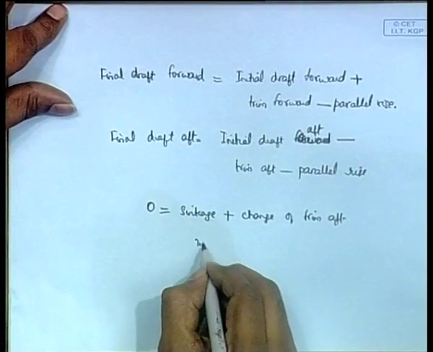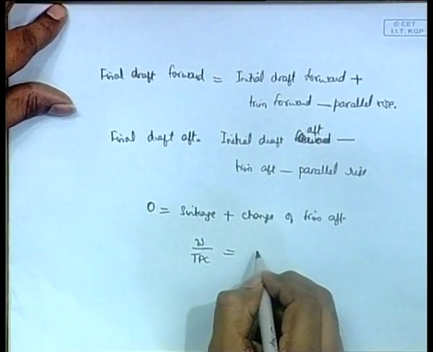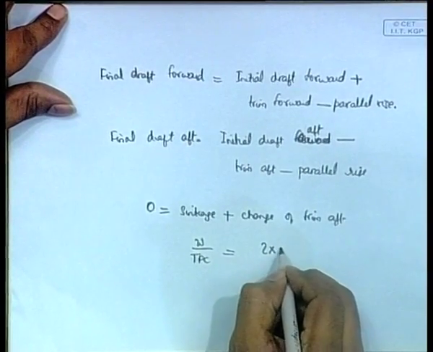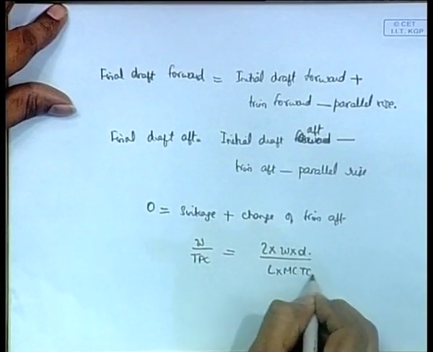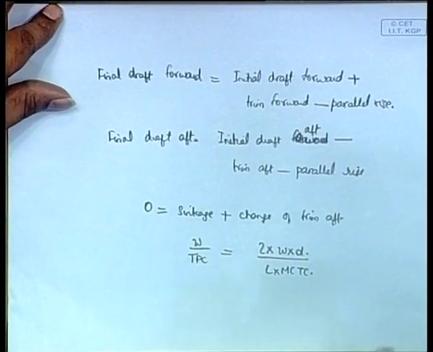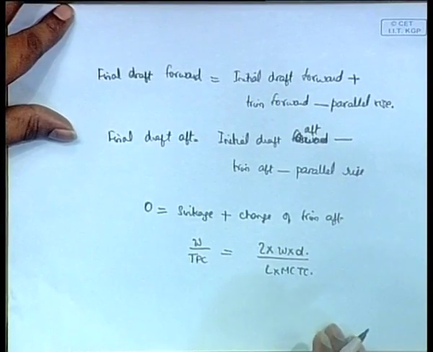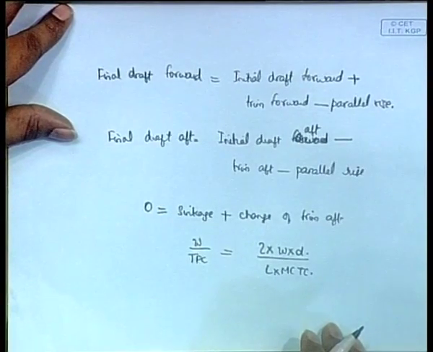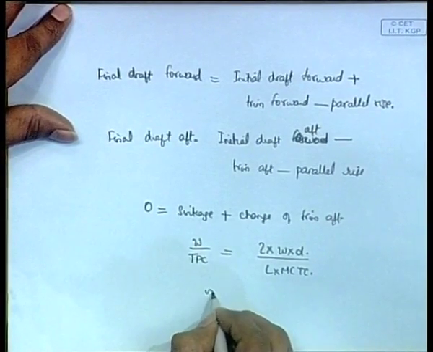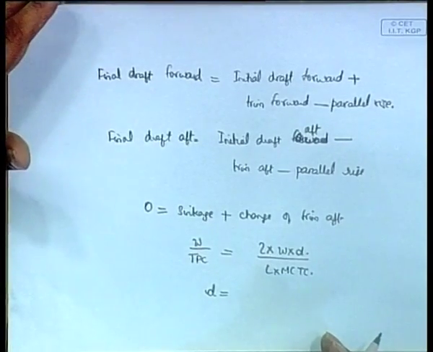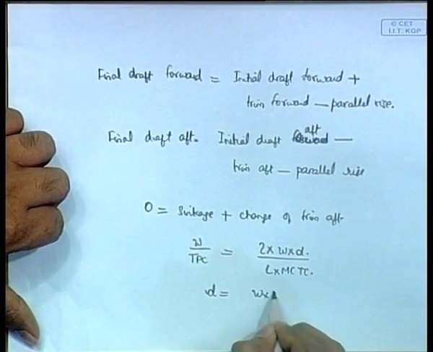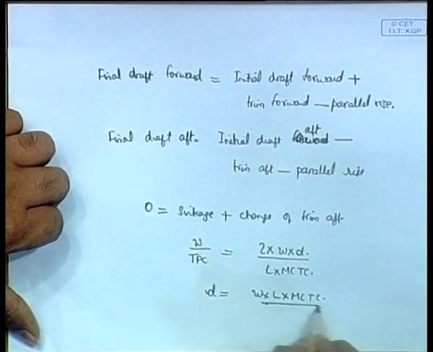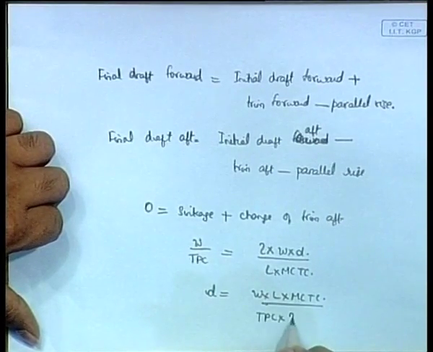So, you will have W by TPC will become equal to L into W into D divided by L into MCTC. So, this formula is just a particular case. Suppose you are adding a weight in this particular case, at the position at which you add the weight, you will get W into L into MCTC divided by TPC into L into W. Oh, W will cancel out.